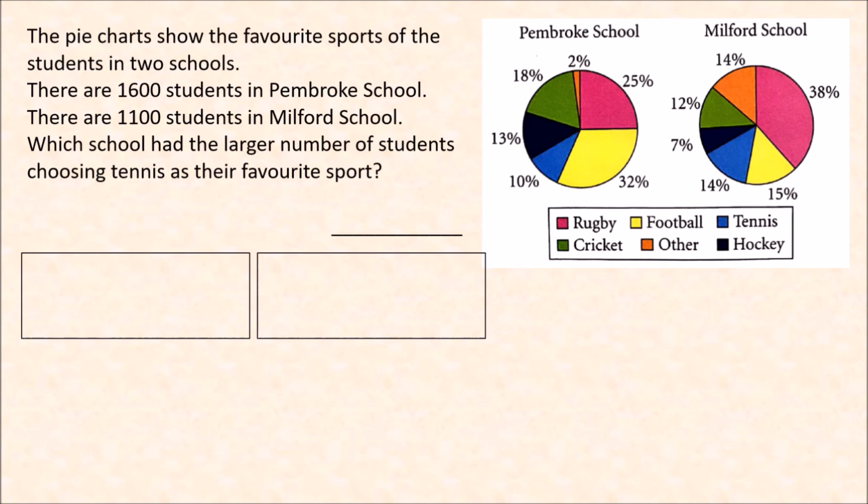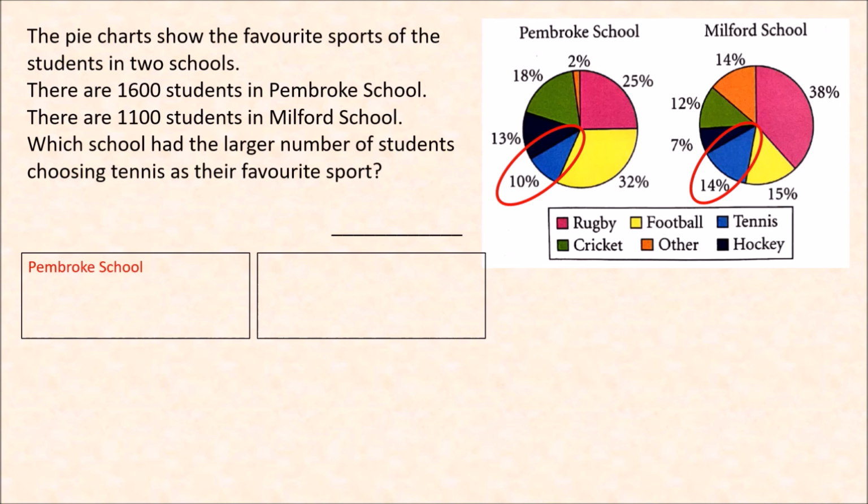So, in the pie charts, we are shown the percentages. So, we don't need to find the proportions anymore because the proportions are already given. The percentages are already given. So, if you see, the tennis is the blue portion, which is 10% in Pembroke and 14% in Milford. Now, how many students? It's not asking what proportion of students, but how many students. To get the number of students, you multiply the proportion times the total.